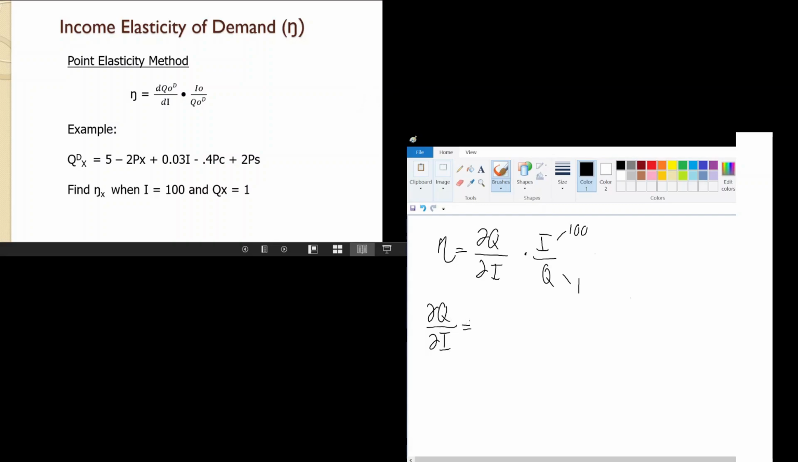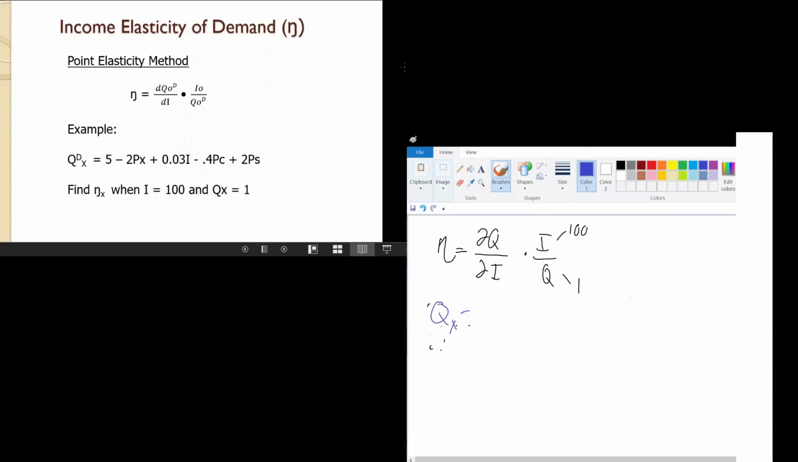Pero in this case kasi, okay, let me just write yung given natin. Okay, so, yung given natin is QX. Wait lang. Bakit nagkaganon siya? Wait lang guys, hindi ako makasulat.